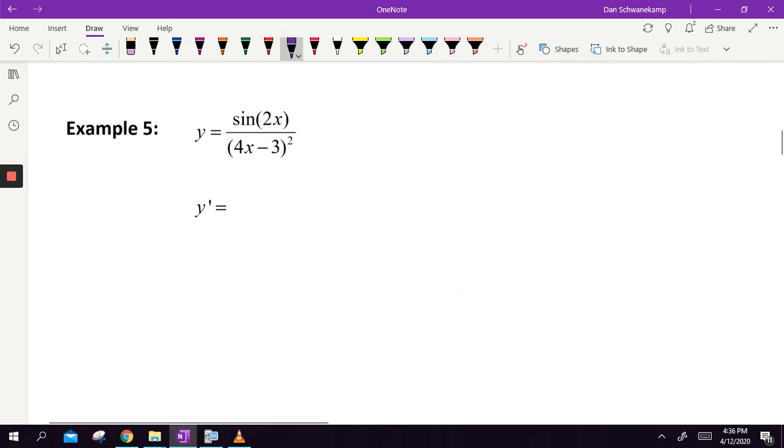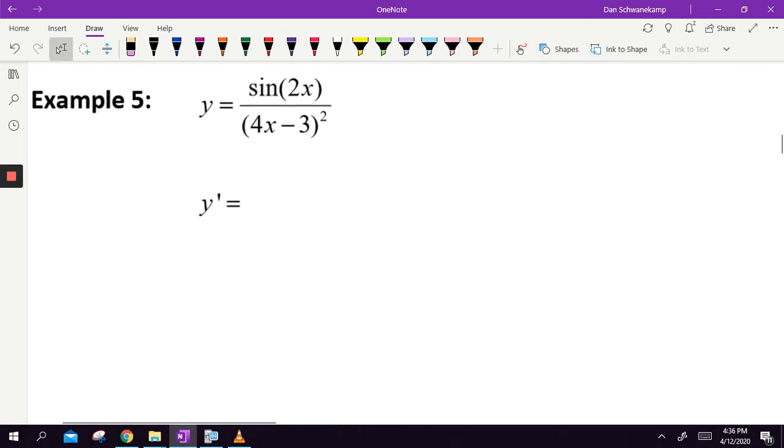Let's look at example 5. I don't love example 5. Probably a little bit harder than it needs to be, but we can handle it. What rule are we going to have to use here on example 5 to take that derivative? Did you say chain rule? Well, you are correct. You're going to need chain rule because I got an outside and I got an inside.